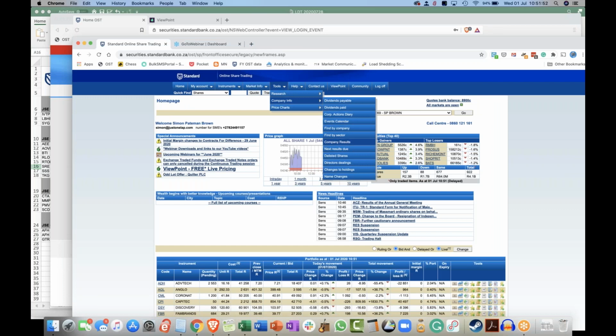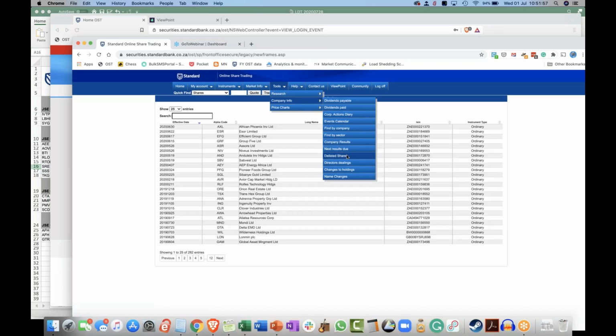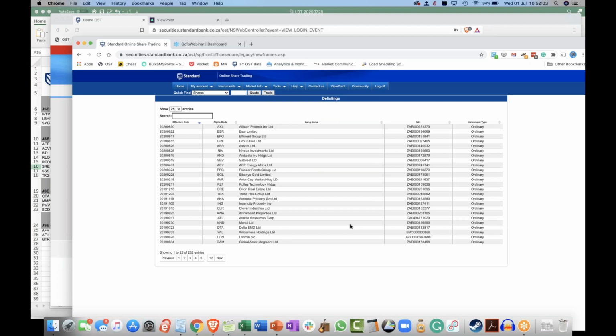They do load, oddly enough, on Chrome. The first is delisted shares. I get the question all the time: if someone passed away and you found a share certificate, what's it worth? The honest answer is usually it's worth absolutely nothing. But it's worth having a look to see if there is.